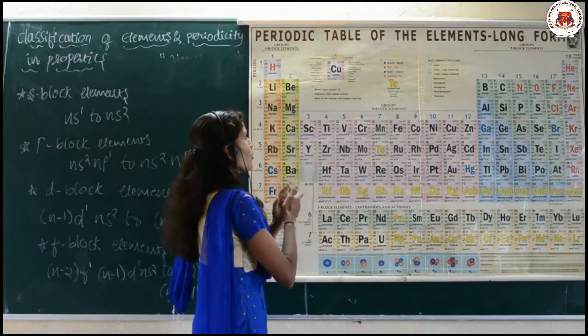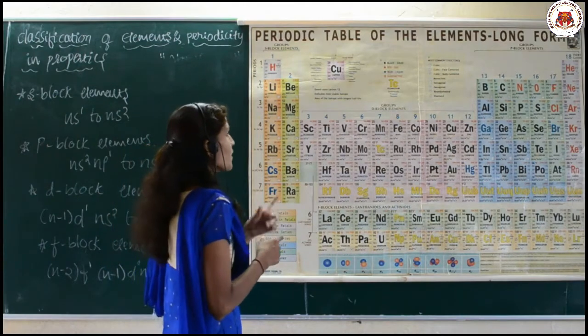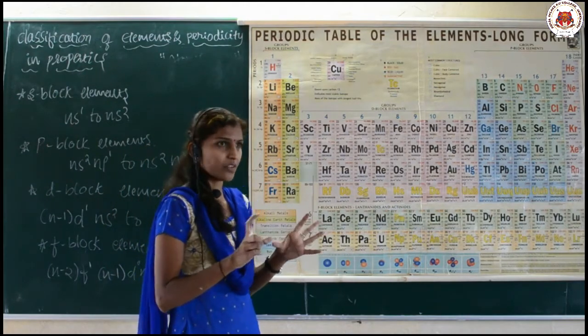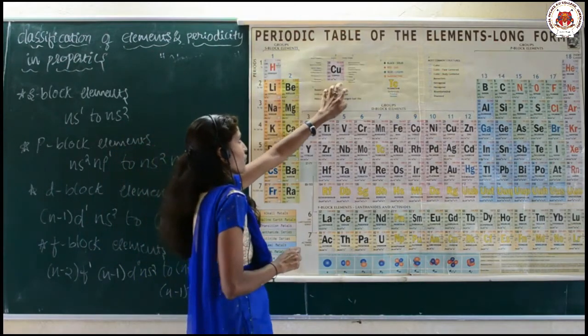So how are they telling that these are S block elements, these are P block elements, these are D and F block elements? See here. This periodic table is very useful. See here, let us go for one element.